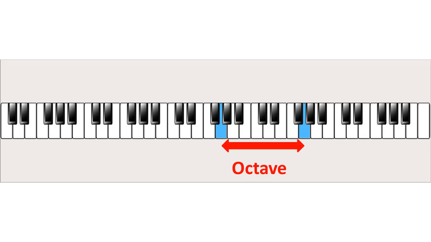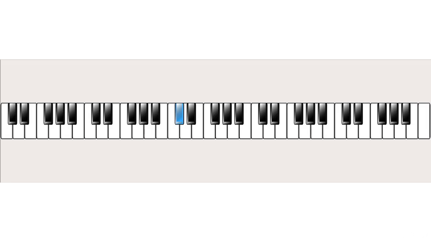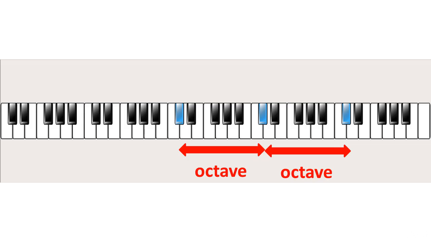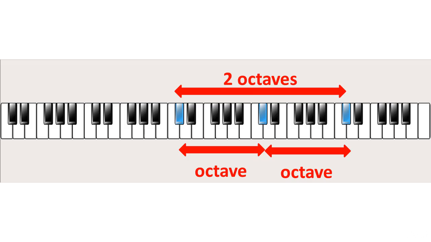An octave is the interval between a note and the next occurrence of the same note on the keyboard. Another example. This time I start on a C sharp. The next C sharp is an octave away. Going one more time to the next C sharp is again an octave higher. Now those two C sharps are 2 octaves away from each other.